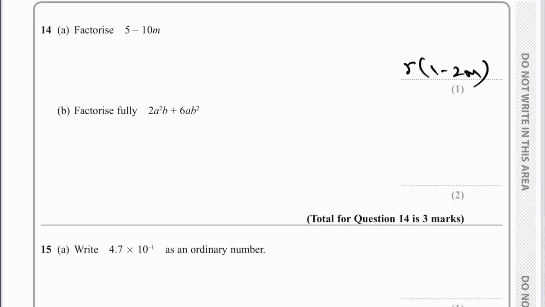Okay, so the next one has the word fully. You've got to be careful about that. So I can take out 2, because 2 is common to both, but also I can take out A, and I can also take out B, because B is common to both, and then I end up with (A plus 3B) inside the brackets, and that would be the answer to question number 14b.